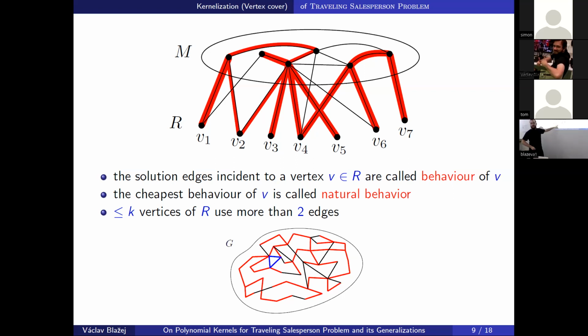If we had a cycle in the solution graph. So if I had three traversals here, I would remove the spanning tree and I will still have one cycle here. So I could remove that and make the solution cheaper. So we may restrict our case to solutions that traverse an edge at most twice.